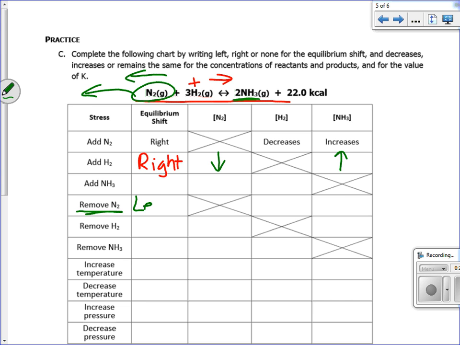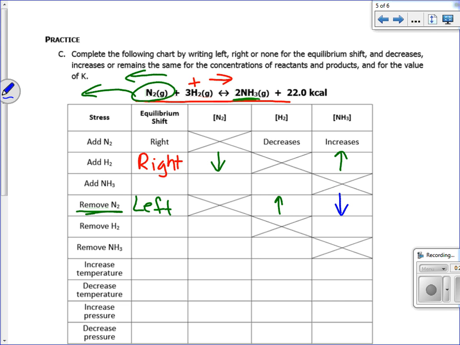So it'd be left. So if we're shifting towards the reactants, what happens to them? Are they going to increase or decrease? Increase. They should increase. So our hydrogen is going to increase because it's a reactant, right? Shifting this way increases reactants. Now the product, the ammonia, guess what's going to happen to it? It's going to decrease. Okay?